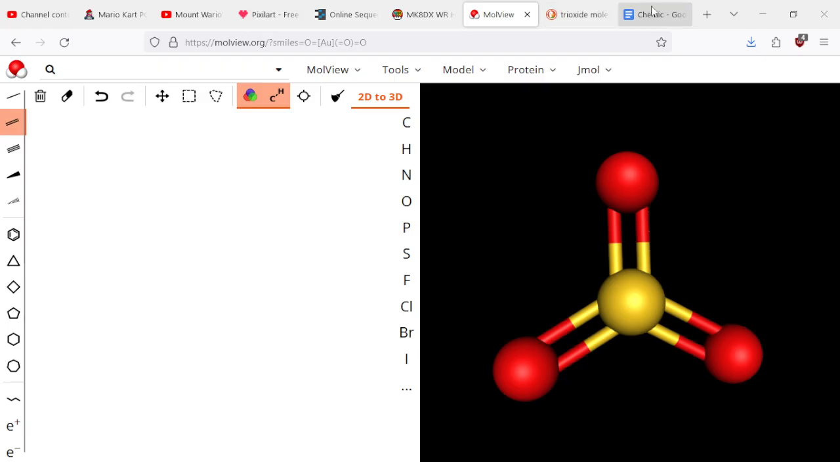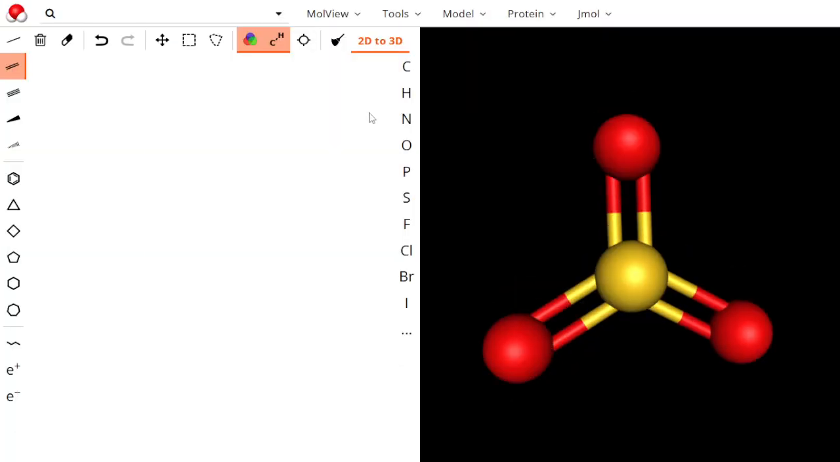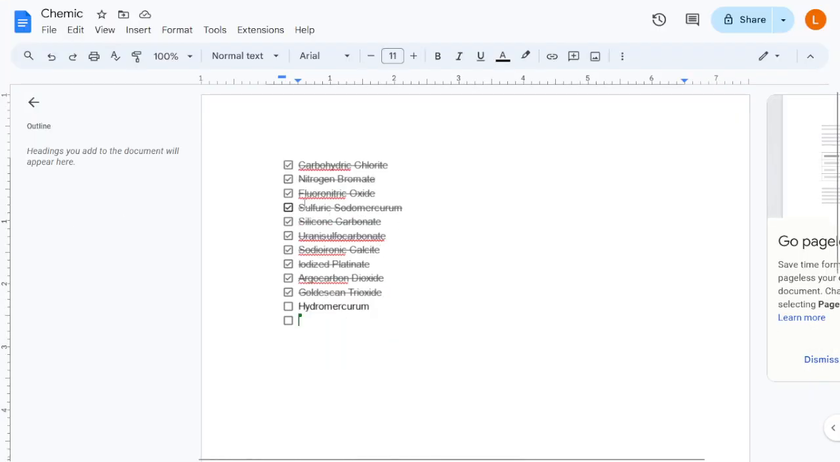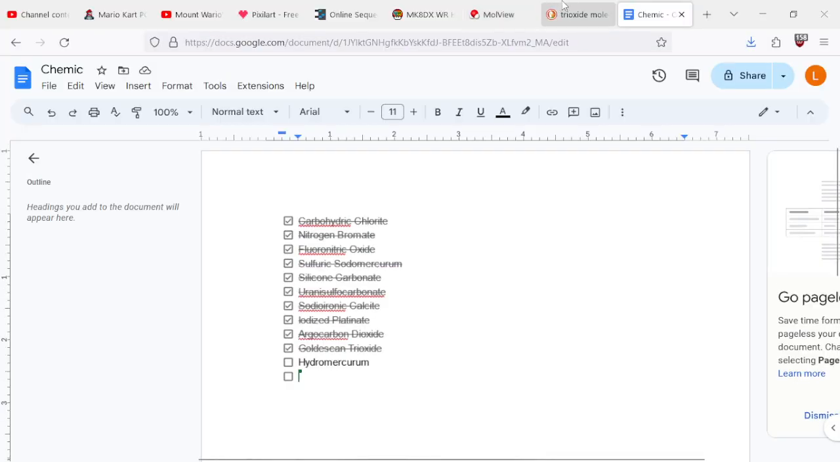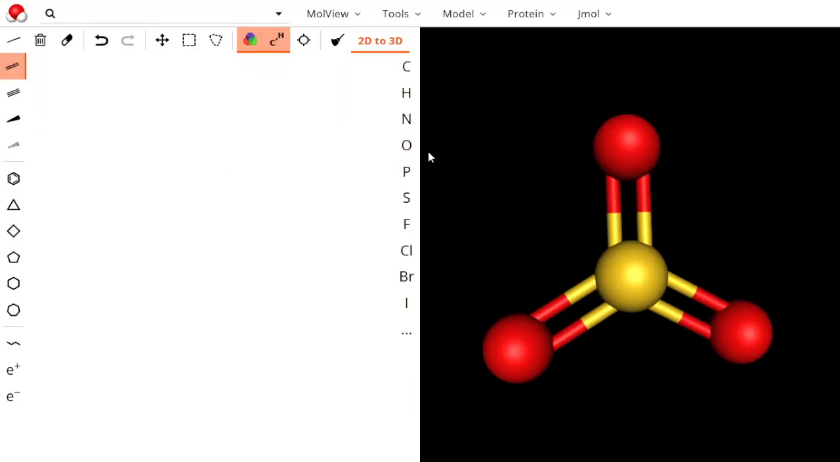But now we have to do some backtracking because we are done with that and we're going back to an old one. Hydromercurium. Yes, hydromercurium sounds super simple. It's just the sulfuric soda mercurium without the sulfuric and soda. No. I mean, yes, but no.